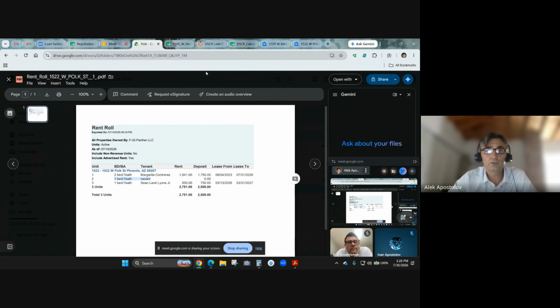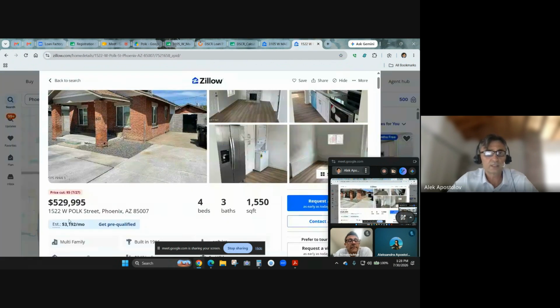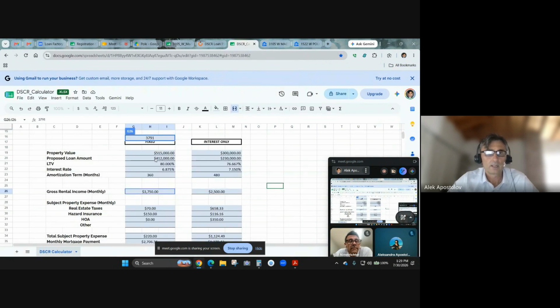So if we want to do another calculation of this property, we're going to take the 2,791, and let's say the other unit is going to give us another $1,000. So right now we're at $3,791 incoming for this property. Now this one is for sale at $529,995. So let's say $530. A little bit more than the other one.